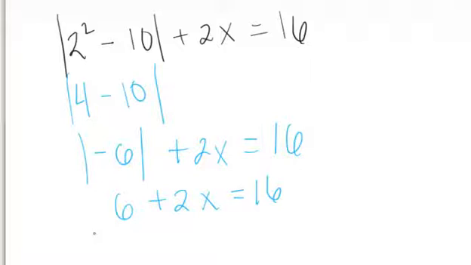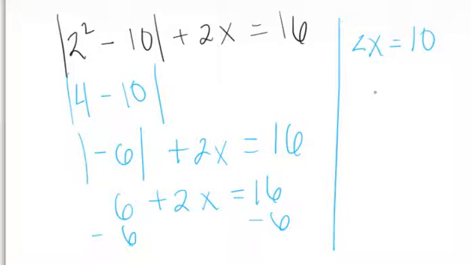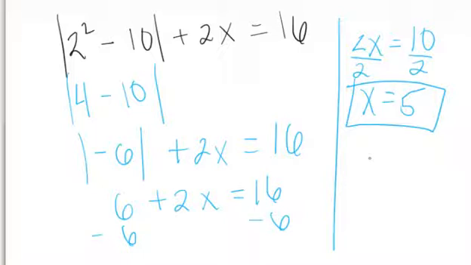Okay. Then we go ahead and subtract 6 from both sides. And we get 2x equals 10. So x, divide by 2 on both sides, is going to equal 5. So we don't always have to do case 1 and case 2 if I don't have a variable inside the absolute value. Okay? So that's just kind of a fun one to try real quick.